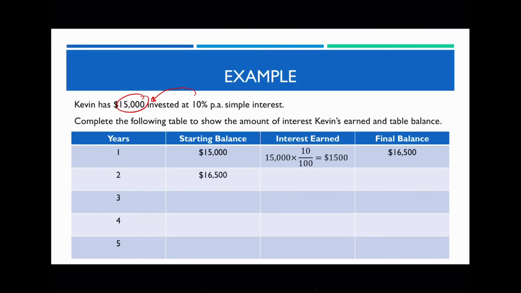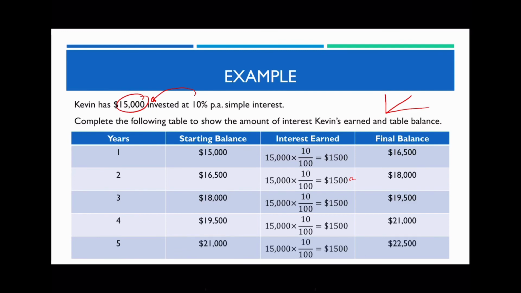Now, remember, for simple interest, the amount of interest you earn is always going to be the same every single year. So therefore, to fill in this cell over here, this should be the exact same as the one on top. So this is going to also be 1,500. Therefore, to find out the final balance, it will be 16,500 plus an extra 1,500. You should therefore get 18,000. This will be the starting balance of the third year. Again, this is still the same. Just keep adding, and this is how you should therefore fill out the remaining table.